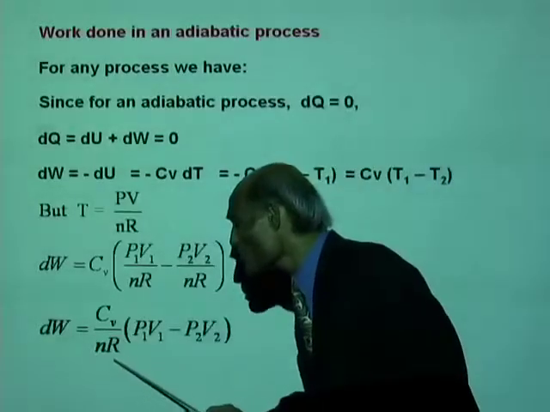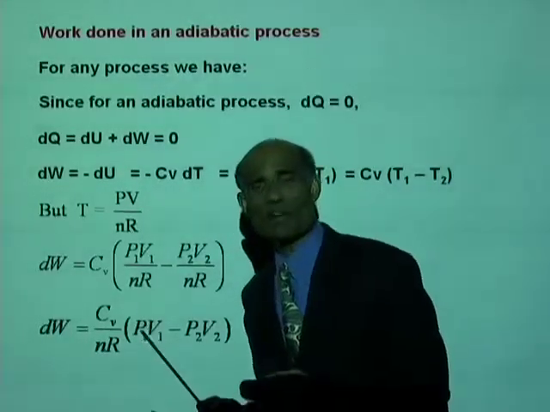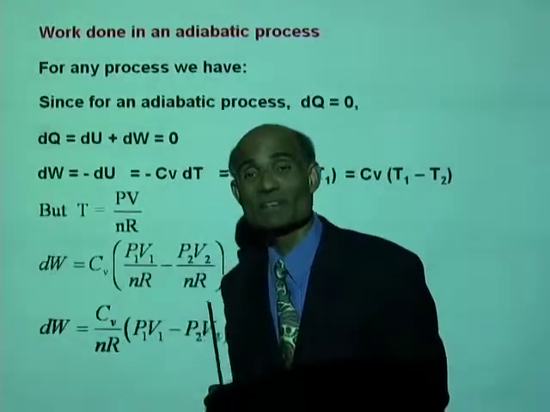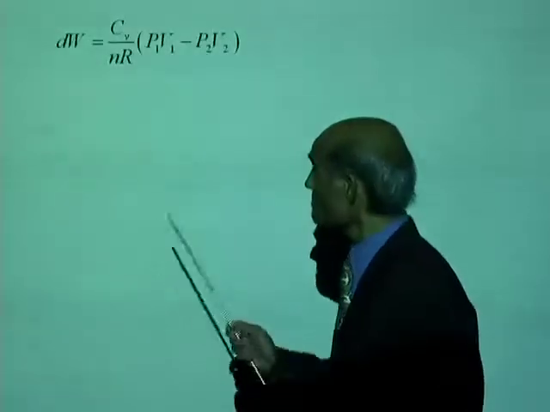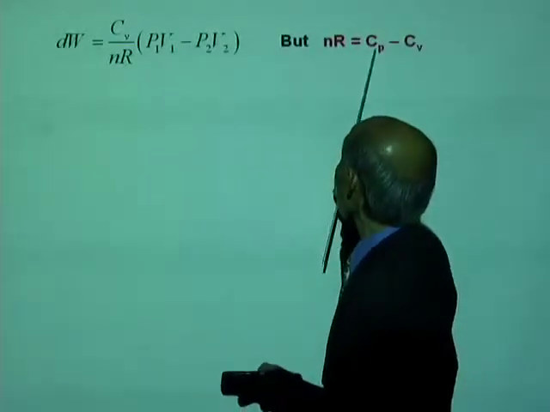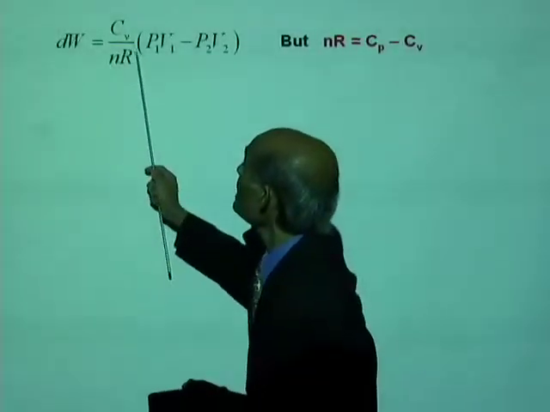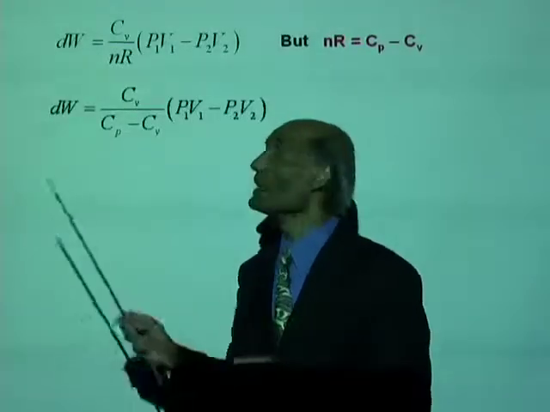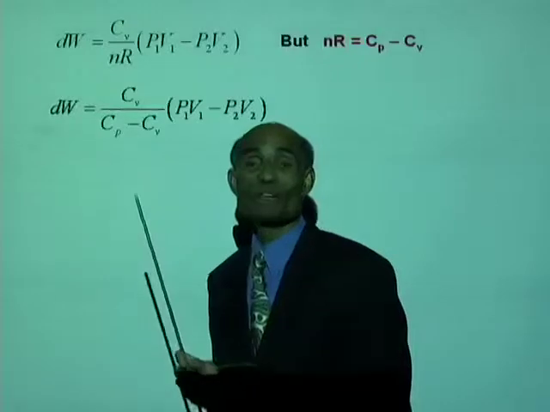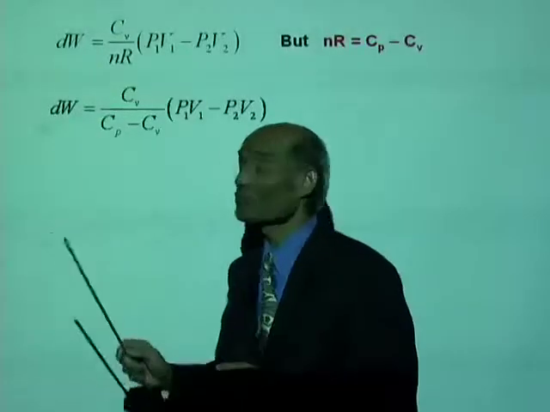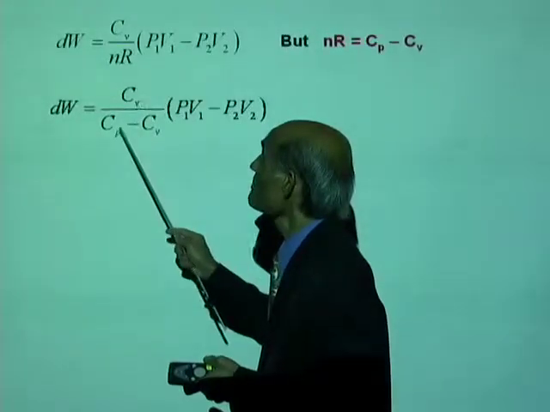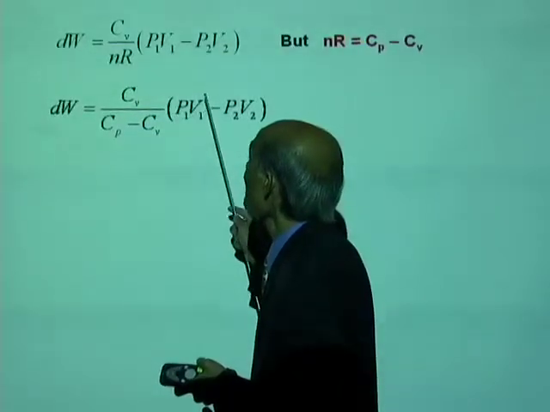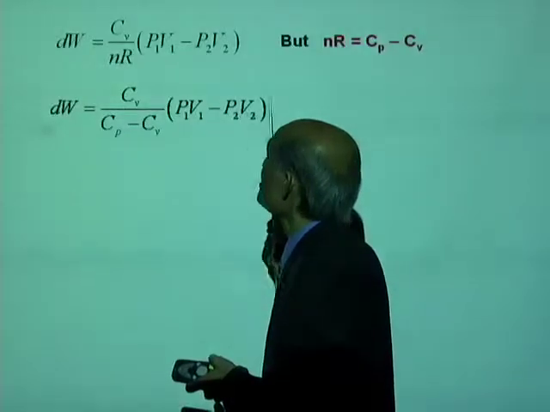Now, do you remember the quantity nR? nR is Cp minus Cv, isn't it? We can replace nR by Cp minus Cv. Therefore, dW, work done in an adiabatic process, is Cv divided by Cp minus Cv times P1 V1 minus P2 V2.